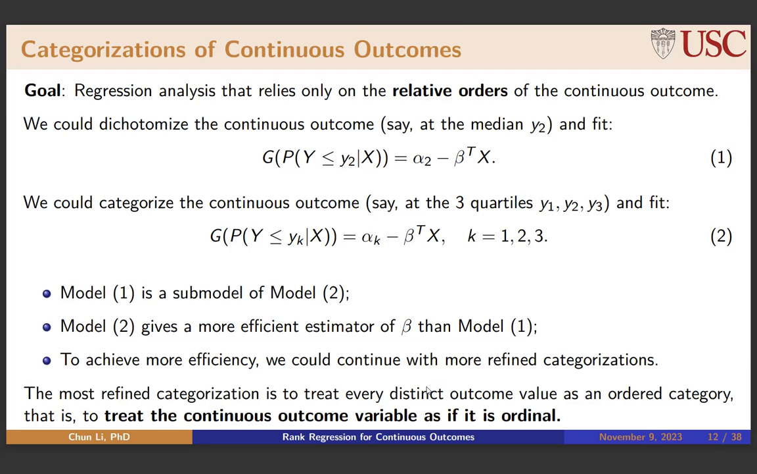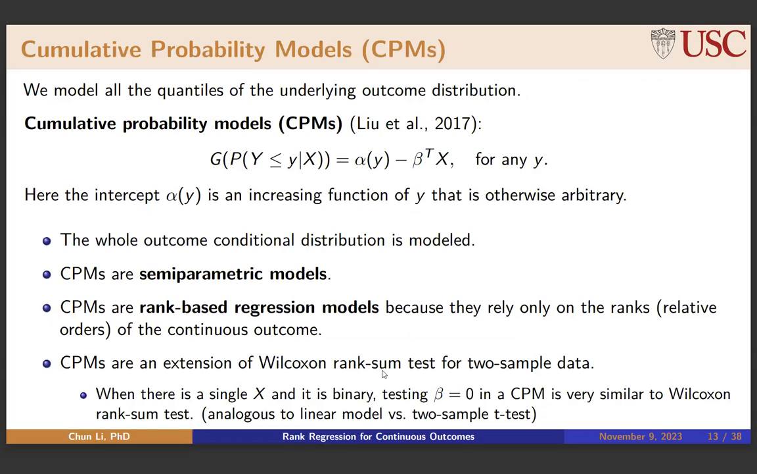All right. So on the model side, essentially what we do is model all the quantiles. And we call it the cumulative probability model, CPM. So you have all possible quantiles of the outcome given X, and you have a link function specified, and you let it be a function like this.